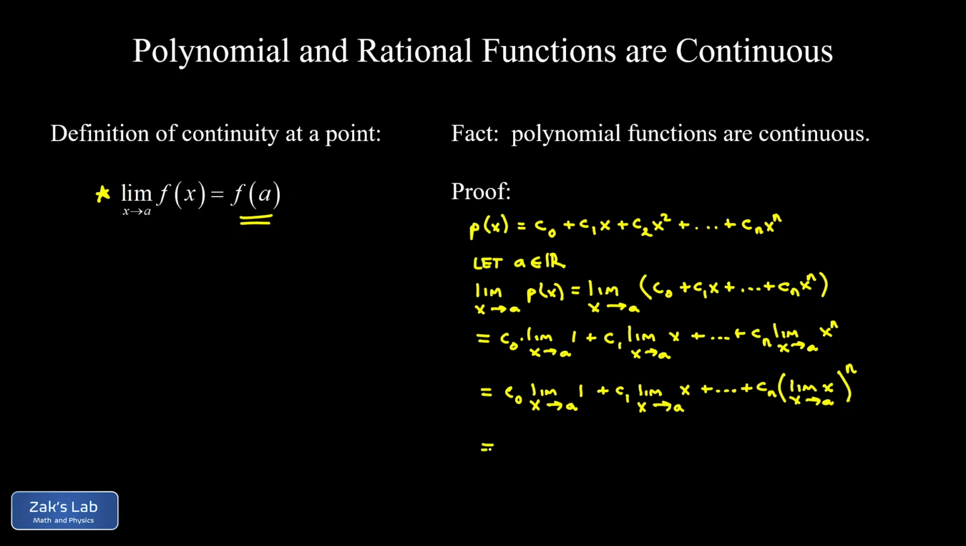Now we invoke our first two limit laws. The limit of a constant is just equal to that constant, so I have c0. The limit of x as x goes to a is just a, so I end up with a c1a for the second term.